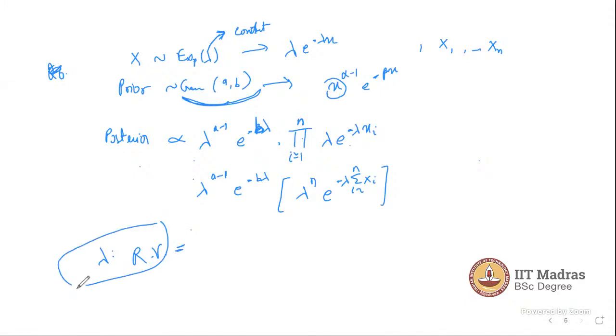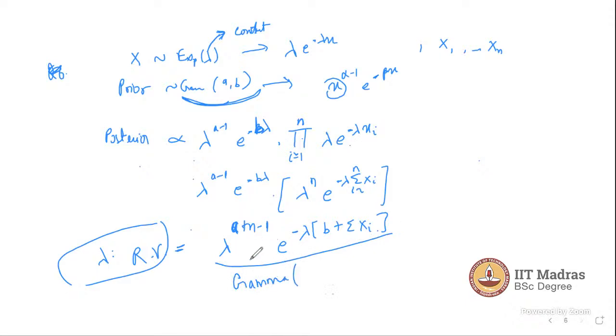Okay, fine. So if I try to write it, I will get lambda to the power a plus n minus 1 e to the power minus lambda times b plus sum over xi, correct? And again, if you see it, it is nothing but a gamma distribution, where the parameter a is going to be a plus n, and the parameter beta is going to be b plus sum over xi. So you will have to figure out the distribution.